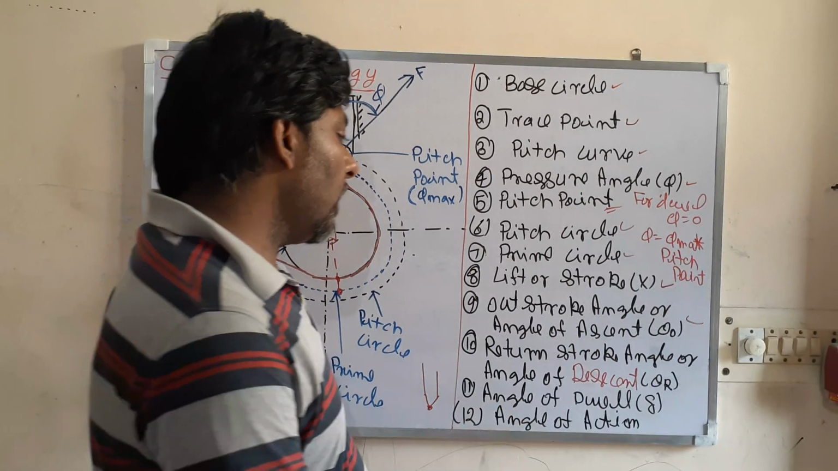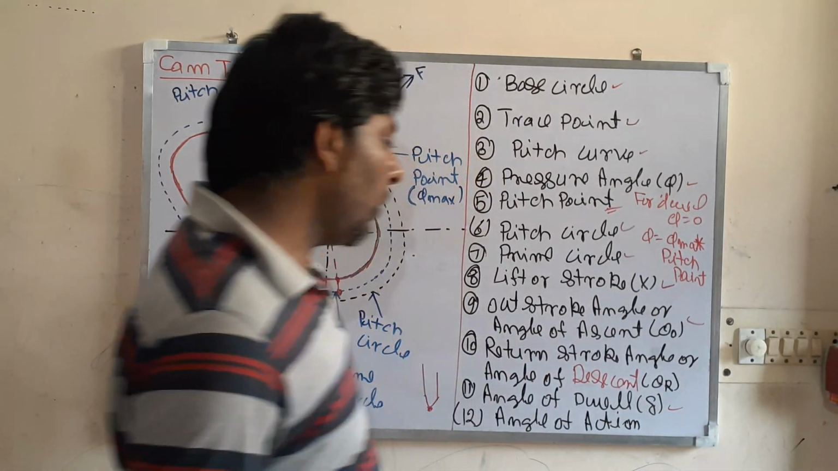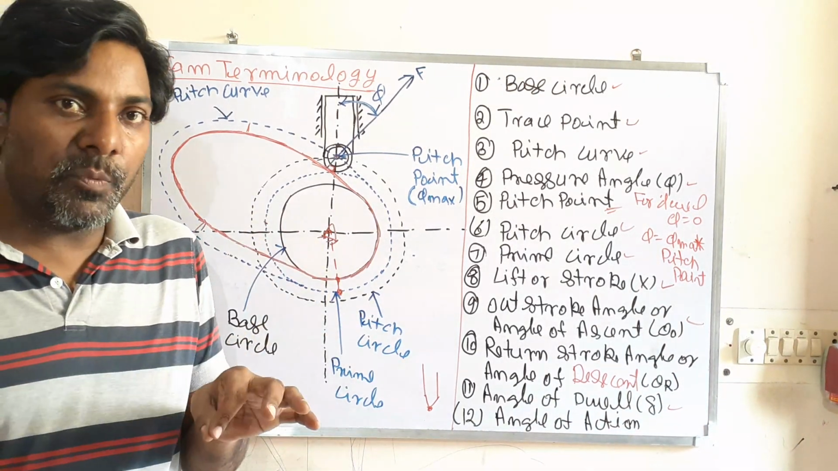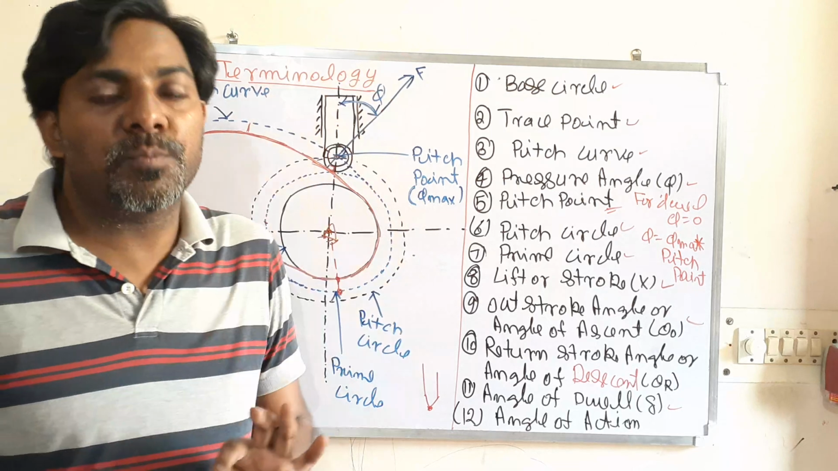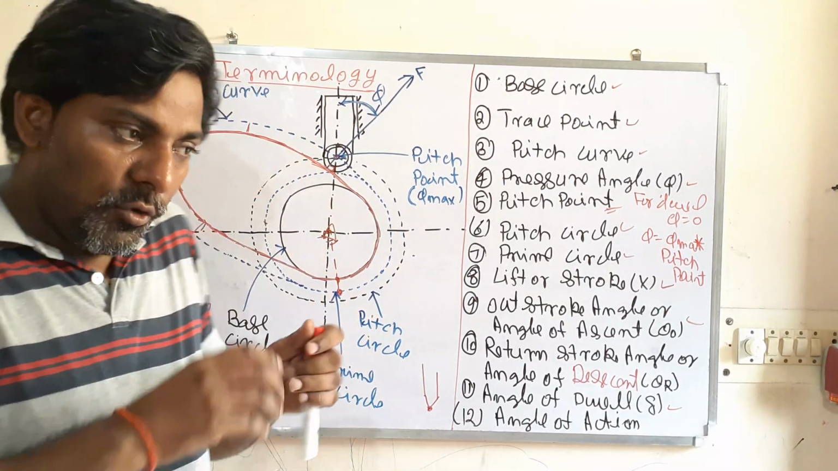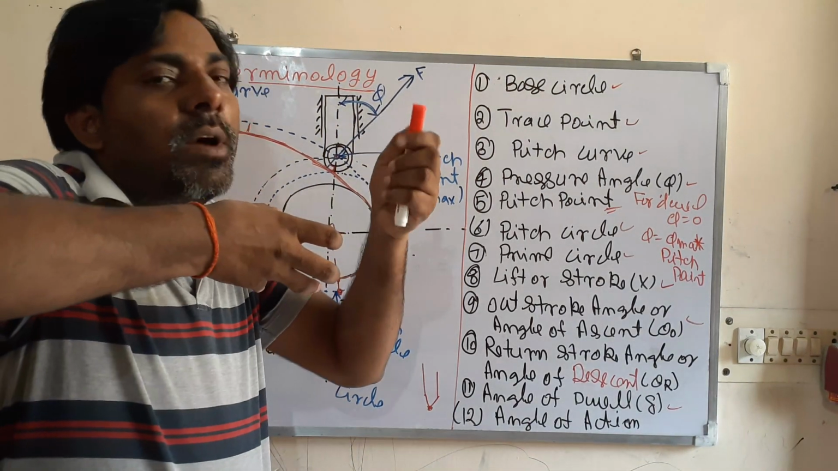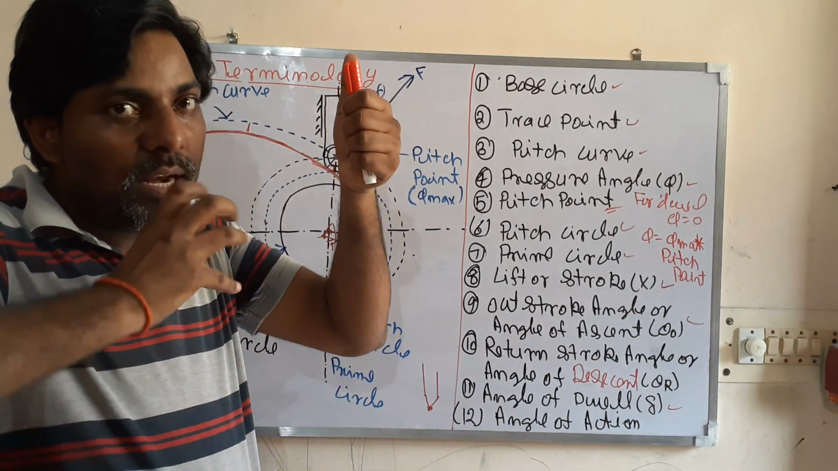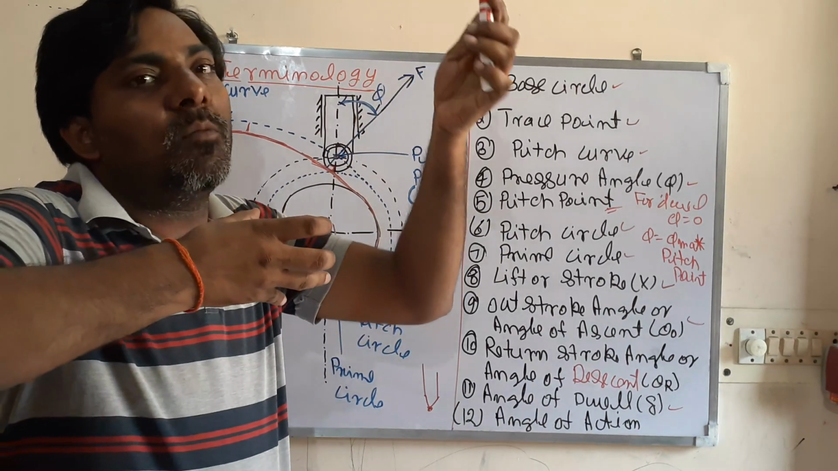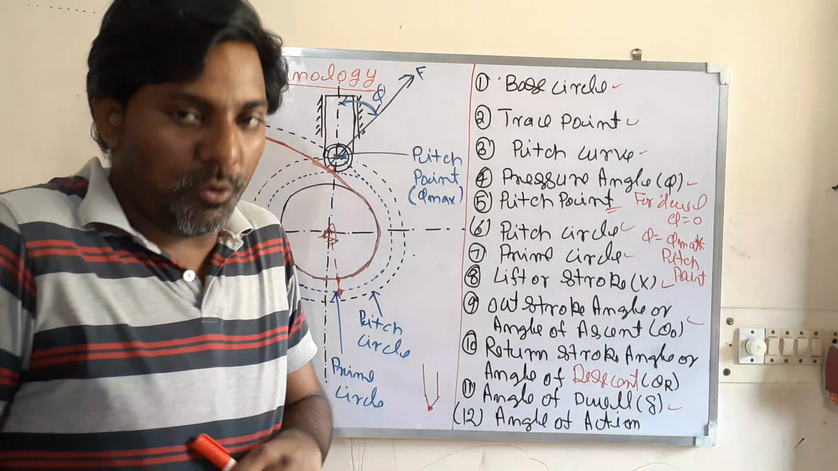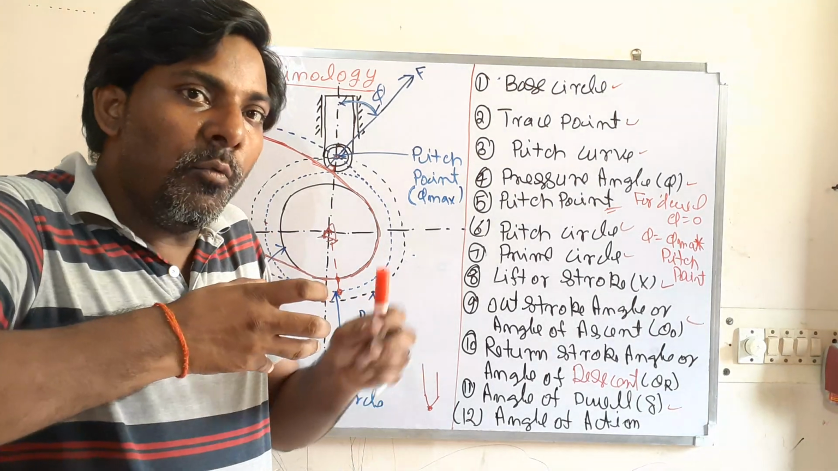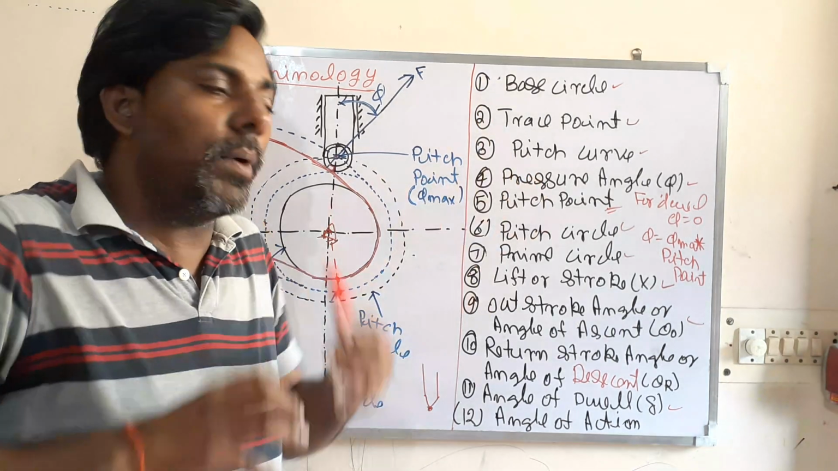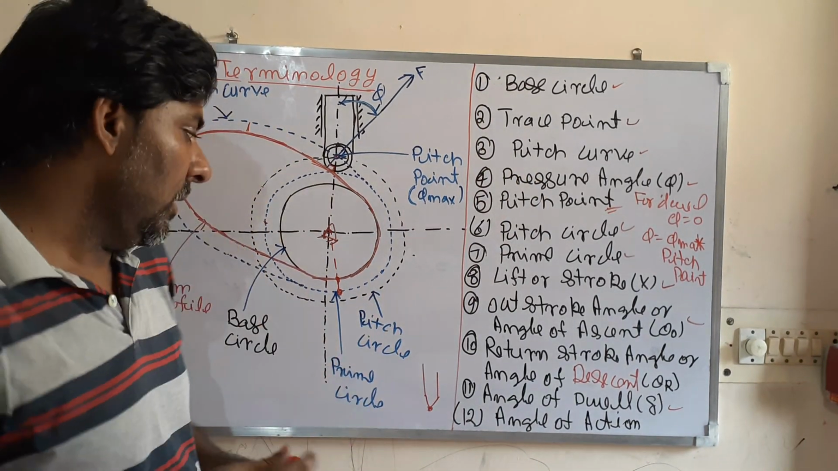Now next is the angle of dwell. What is the angle of dwell? The dwell can be at the lowermost position or at the topmost position. The cam is rotating but the follower is not moving up or down. So it is the cam rotation angle for which the follower is stationary, the displacement of the follower is 0. This is known as the angle of dwell or dwell.